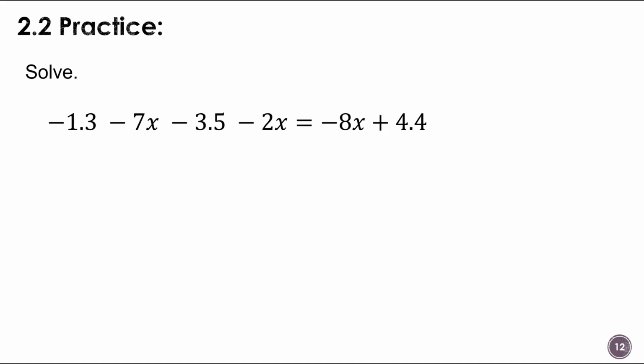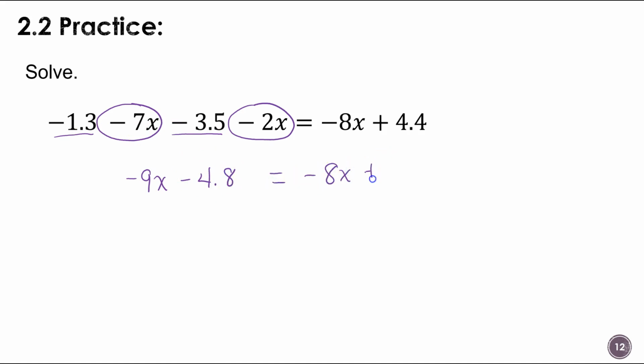Okay, so we have some decimals and we have just some integers as well. And so we're going to start out by simplifying the left-hand side of this equation. We're going to take negative 7x and negative 2x and combine those, and negative 1.3 and negative 3.5, because those are our constant terms. So negative 9x, I like to put the variables first when I can. And then that's going to be negative 4.8, and the right-hand side stays the same for now.